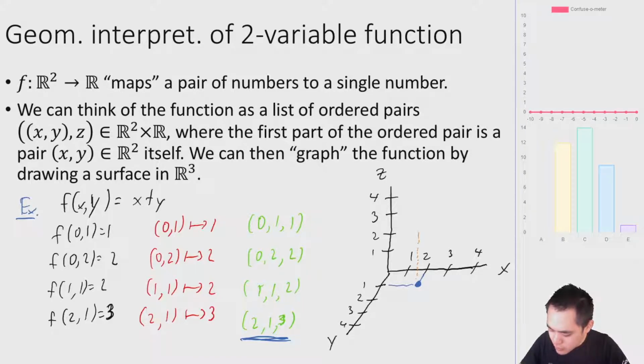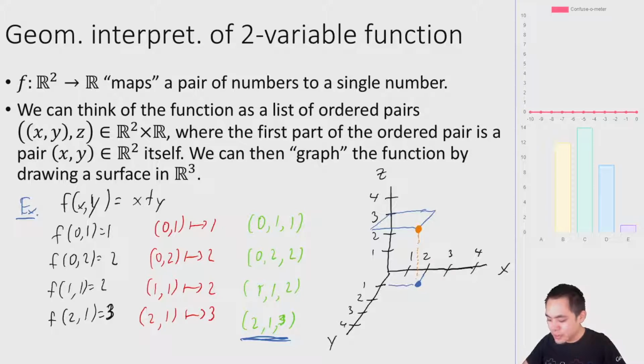1, 2, 3. So you're going to go up to that point, and let me draw out a square up there just to make it a little bit more obvious. So that is going to be our point 2, 1, 3. Okay, so basically you're specifying a coordinate in 3D space, and you can do this for every point in xy, and so you end up getting a surface over xy.